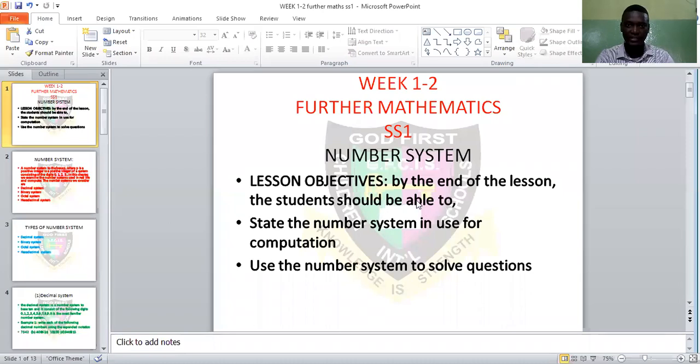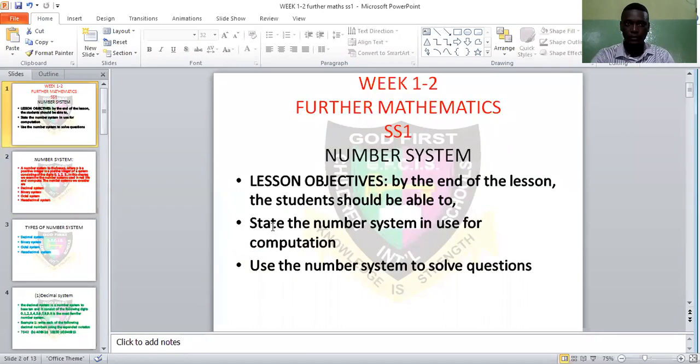Our lesson discussion for today, or the topic I want to treat today in further maths, is number system. But before we go into what number system actually means and how to apply them in mathematical computation, let's look at our lesson objective for today. By the end of the lesson, the student should be able to state the number system in use for computation, and use the number system to solve questions.